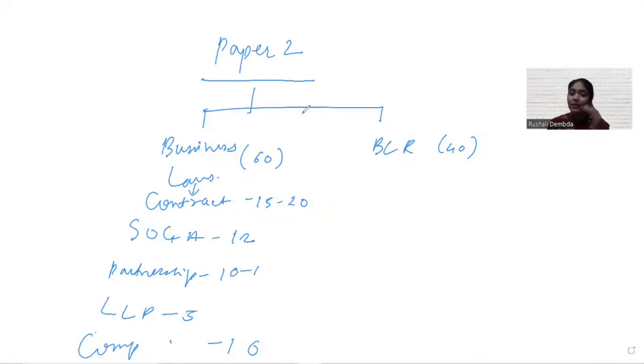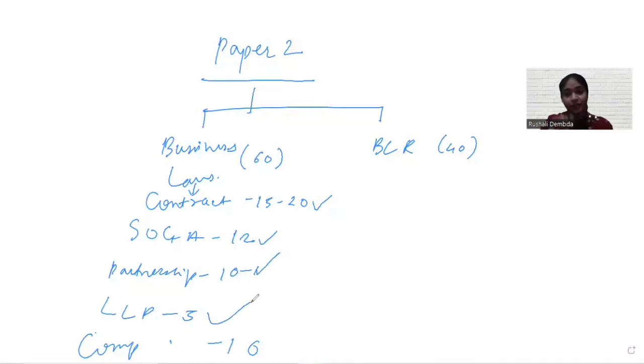So coming to business laws, we can score 15 to 20 marks in the Contract Act. The major and key chapter which will give you scoring marks is your Contract Act. Then we have a simple chapter, Sale of Goods Act, which is yet another important chapter to remember, which gives you 12 marks. So very important for us. Then we have the Partnership Act, which will give us 10 marks.